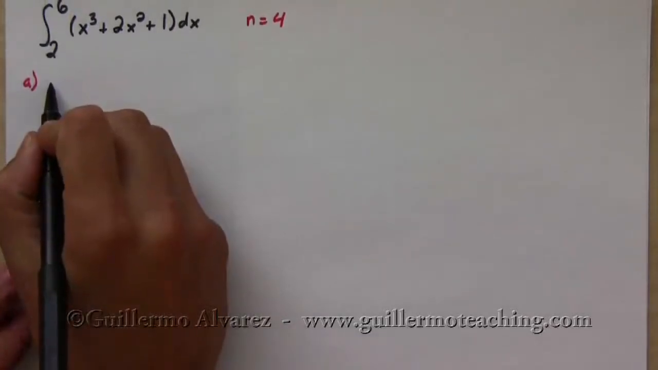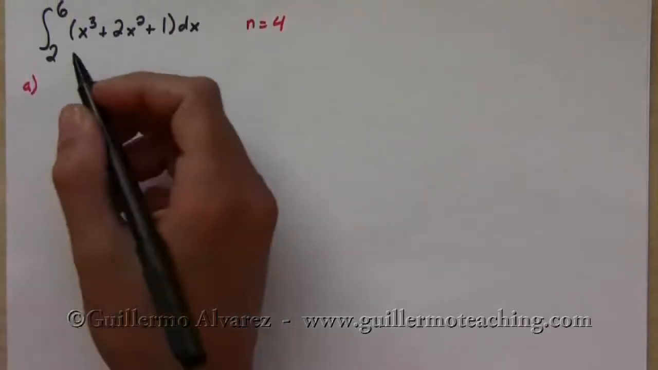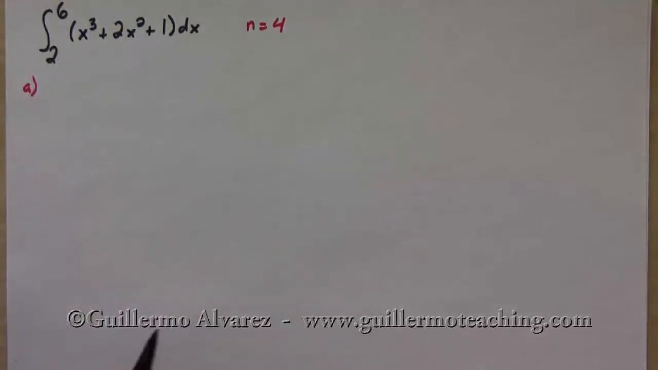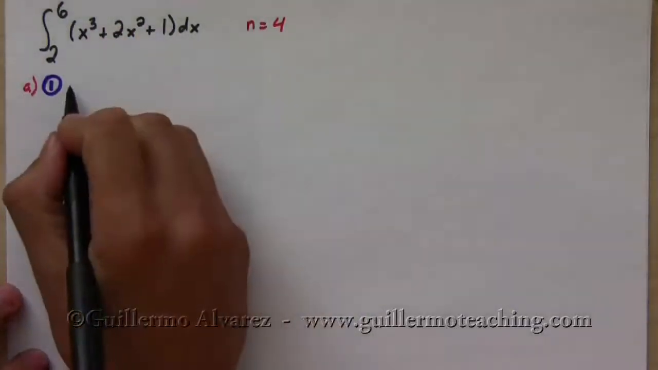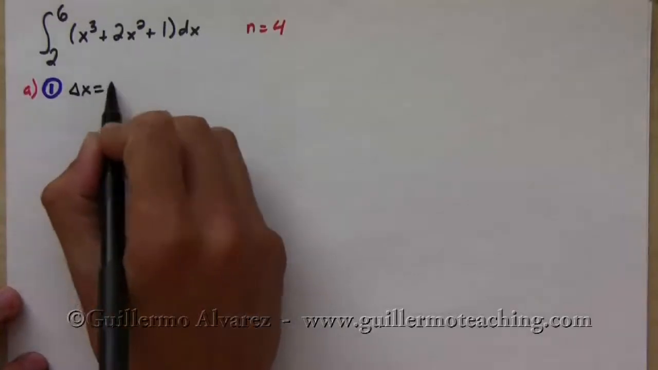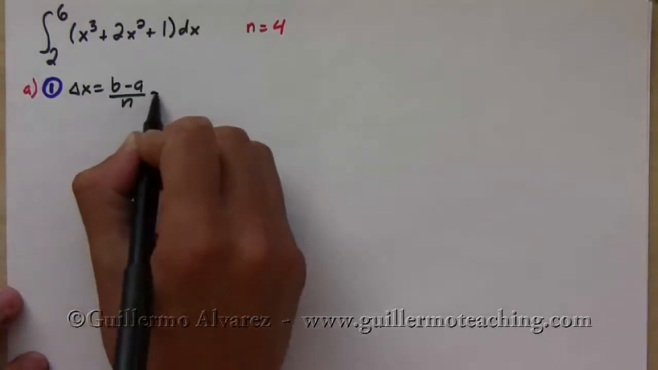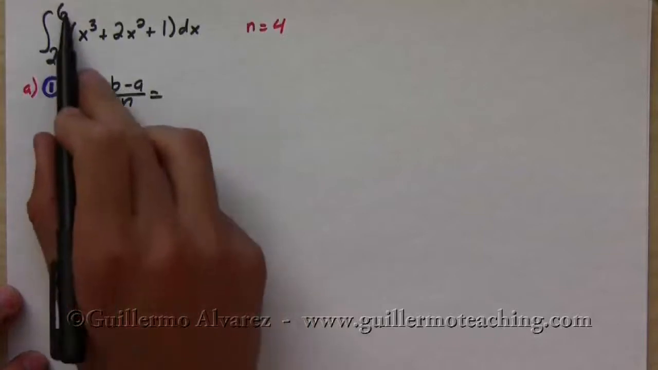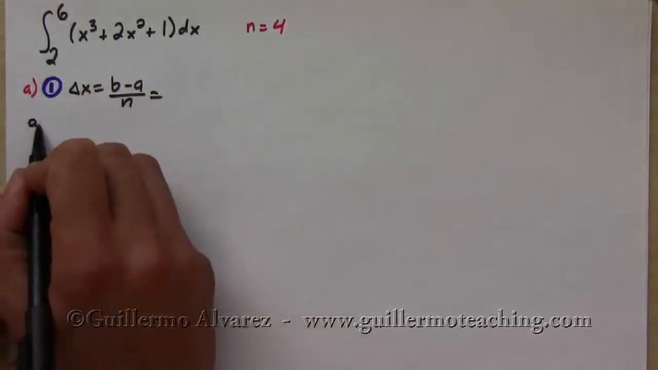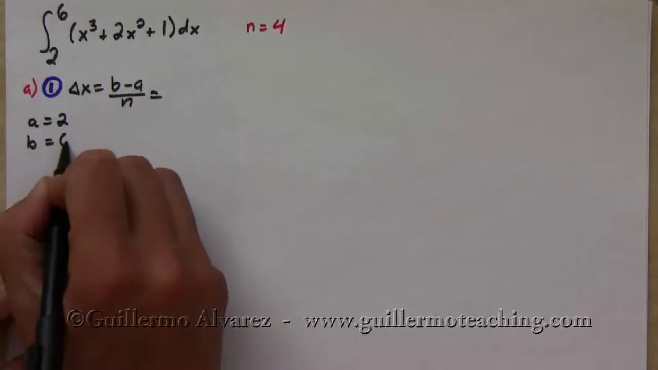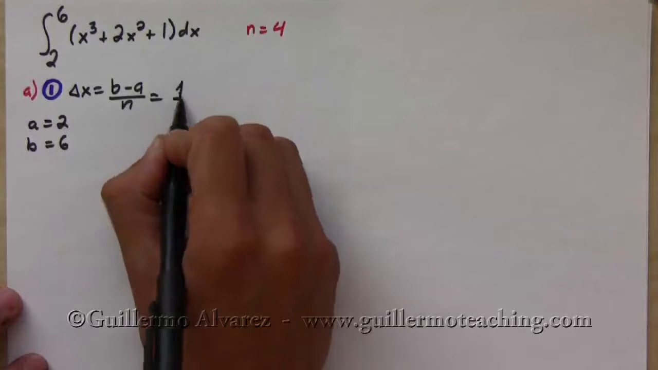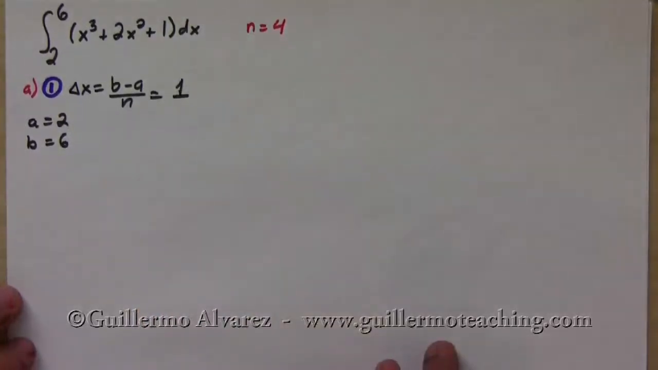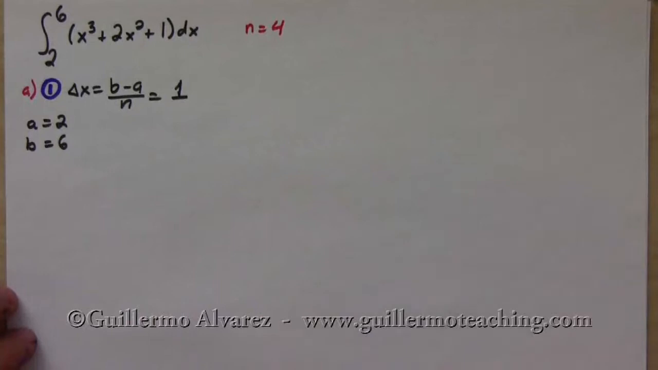Okay, the first thing that I need is to find delta x. Remember that delta x is equal to b minus a over n. Now a and b, so these guys are a and b. A is equal to 2. B is equal to 6. And n is equal to 4, so delta x is going to equal 1.